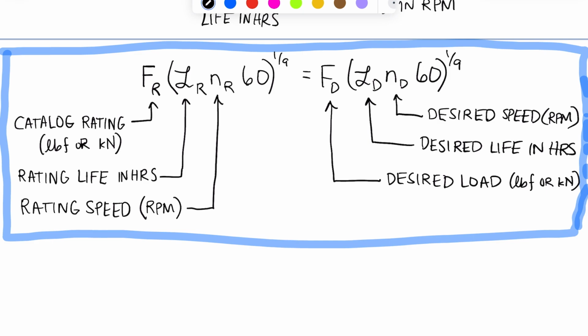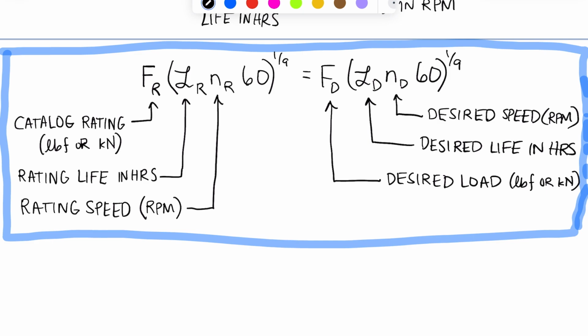So a couple notes about these variables. The catalog rating load, F_R, is a radial load, so not an axial load. This is the radial load that causes 10% of a group of bearings to fail at the bearing manufacturer's rating life. Okay, so this is a reference value. It is not the actual load that is achieved by a particular bearing, and it comes with an inherent 90% reliability rate. So when you see these catalog ratings reported, keep that in mind.